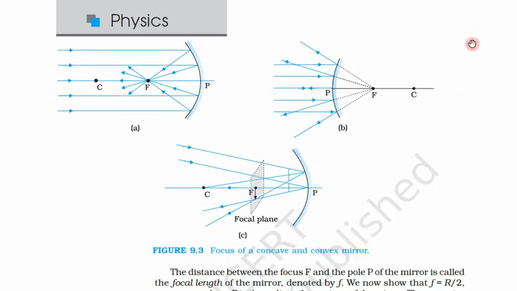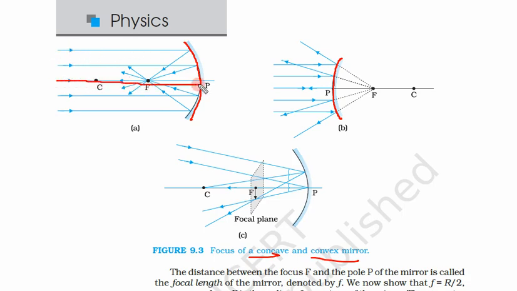So we have two different mirrors. First one is our concave mirror. Second one is our convex mirror. So this is concave and the second one is the convex mirror. We will see this third figure a little bit later. First let us see what is happening.